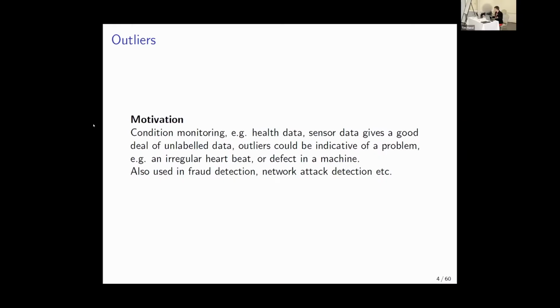Now, the whole reason that I got paid to do this, which is great, thank you very much, was condition monitoring, it's health data, sensor data. You get a whole load of unlabeled data, so you can't really do much in the way of supervised learning. Outliers can indicate a problem. For example, one heartbeat could look a bit different from the rest, or one person's heartbeat could look different. Most people's heartbeats, we assume, are perfectly good. One person's might not be. So that could be a problem.